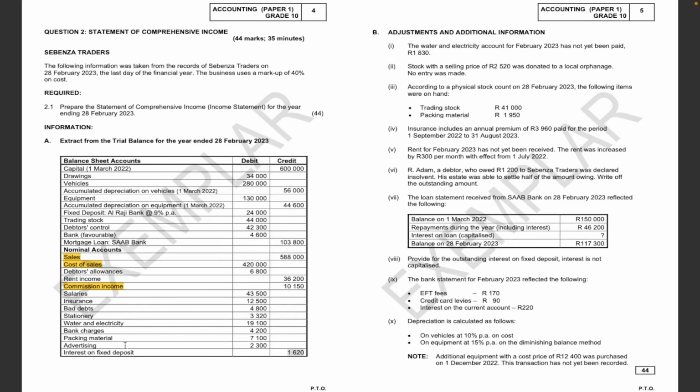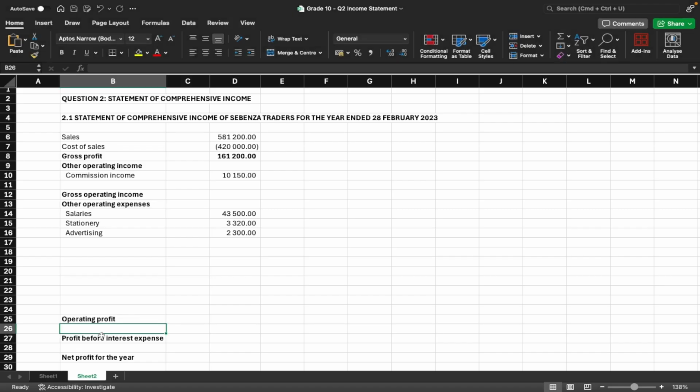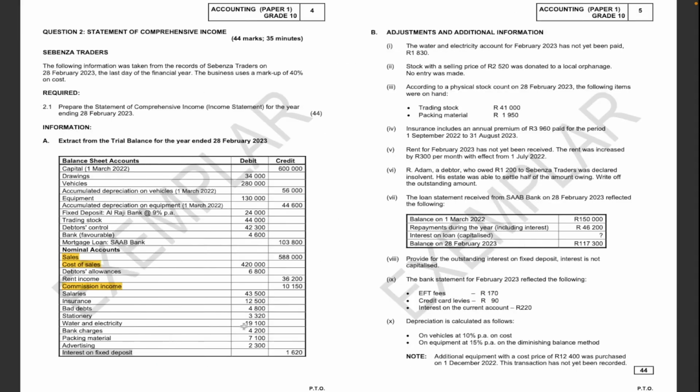So in fact, let me just put it there for you now so that you can see interest on fixed deposit will go down here, and then interest expense will be down here. And you can see the format already gave it away because it was written here on top, profit before interest expense. So I know the next thing is interest expense. But why did I mention this interest? Well, because interest on fixed deposit is an income.